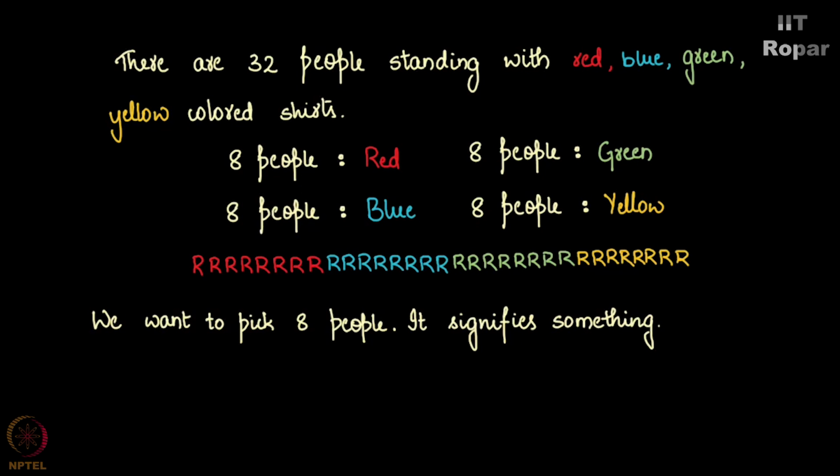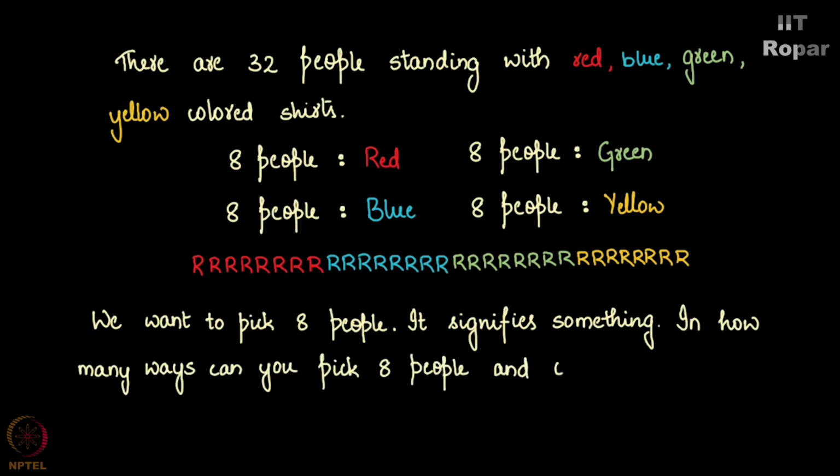But the question here is simply this: in how many ways can you pick 8 flags with this 8 plus 8 plus 8 plus 8 of red, blue, green and yellow respectively and create a signal? How many such signals can you create is the question. And surprisingly, we will see how we can use this e to the x, e to the minus x, e to the x plus e to the minus x by 2, etc.